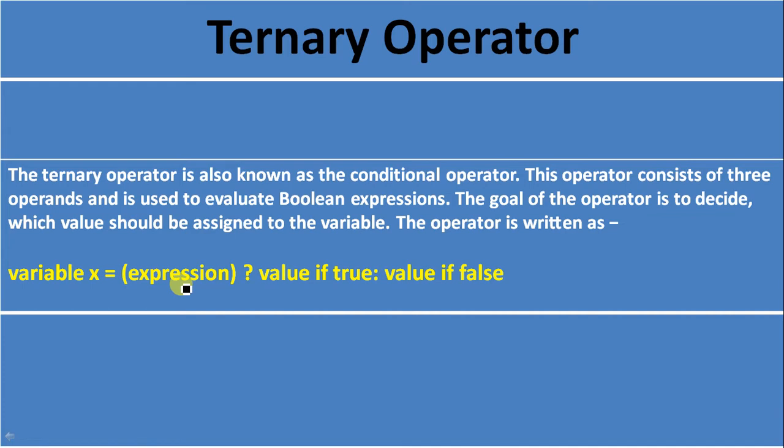The operator is written as variable x, then expression. If this expression is true, then this value, then colon, then the value if it is false. If the value is false, then this value is assigned to x. If the value of this expression is true, then this value is assigned to this variable. Let's understand this with an example.